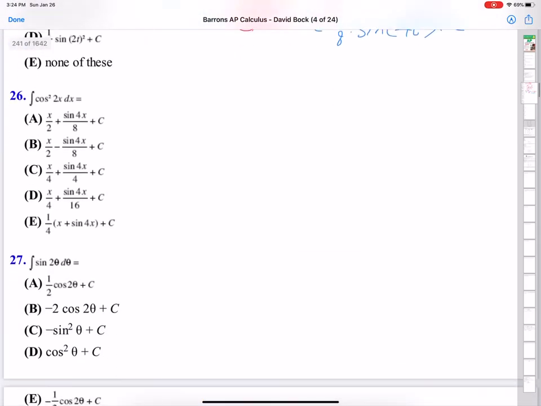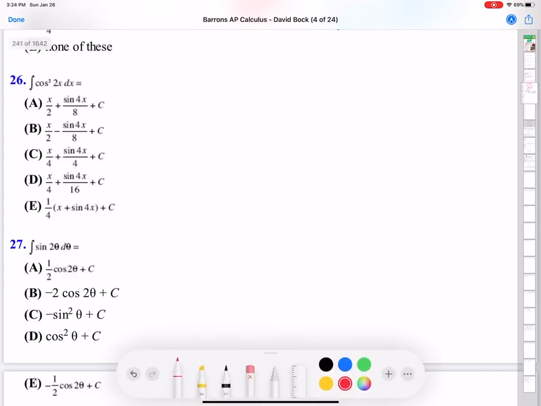Next problem, number 26. Integral cosine squared 2x dx. Okay. Let me use this formula. You have to remember that trigonometric identity to solve this problem.